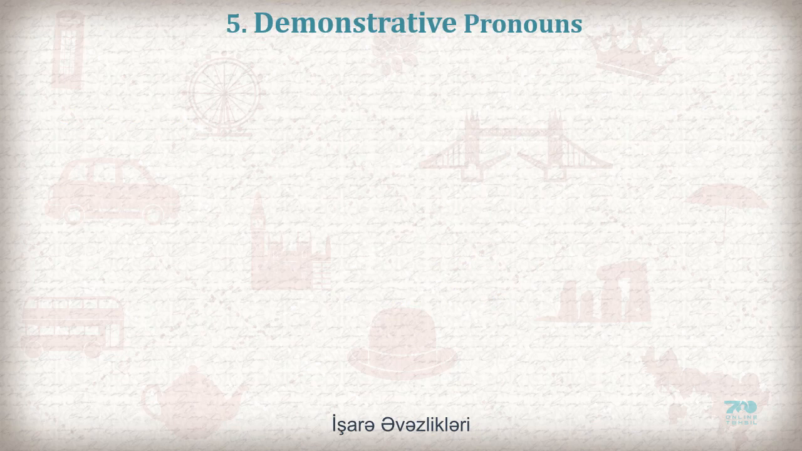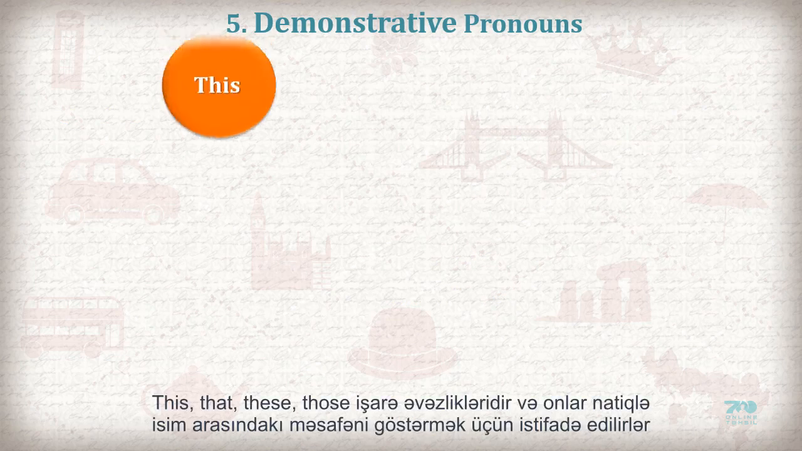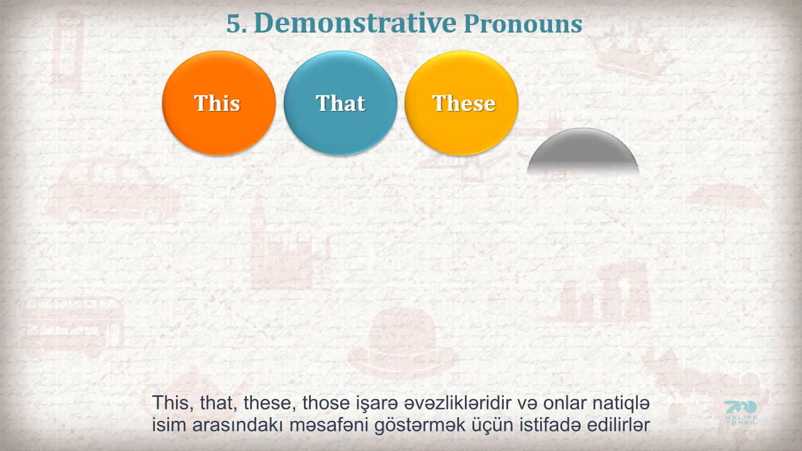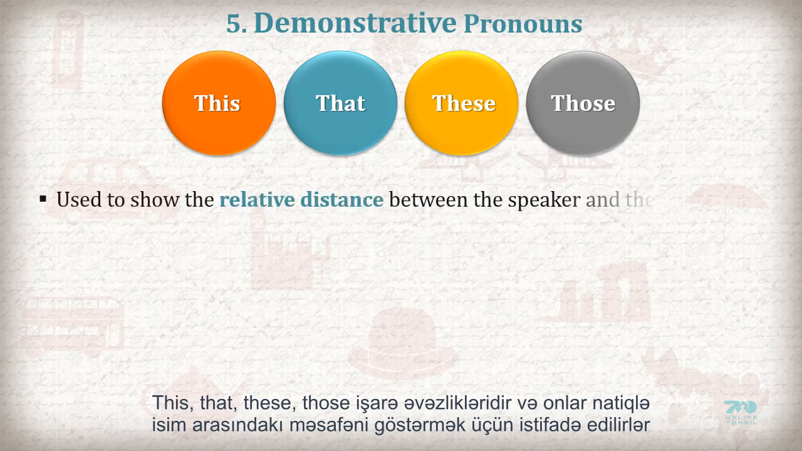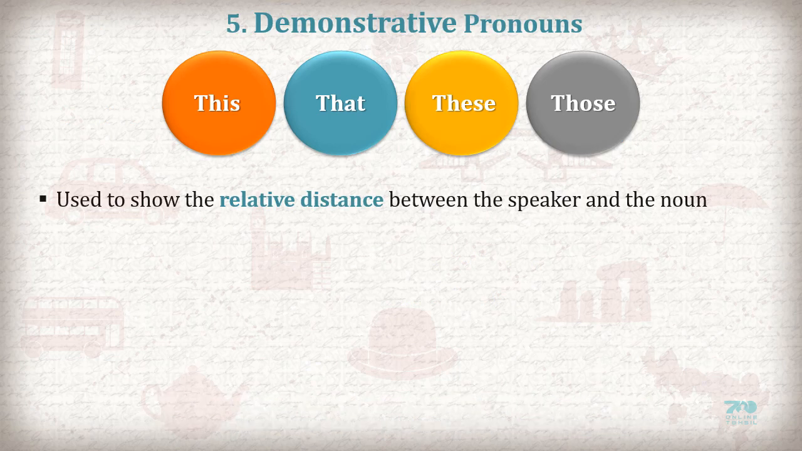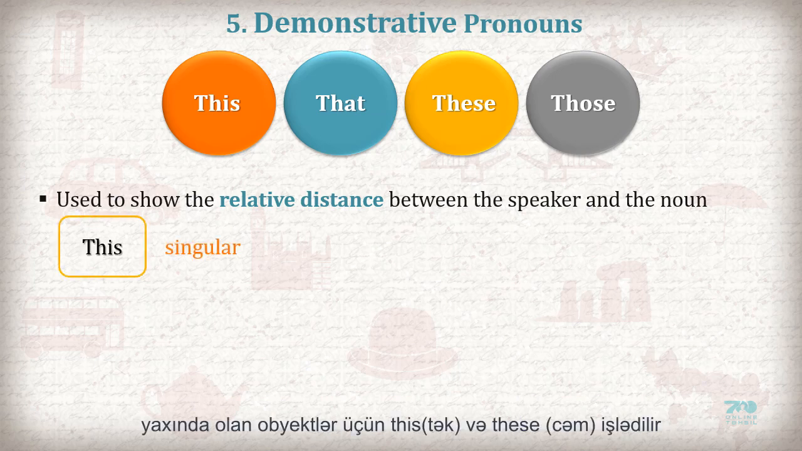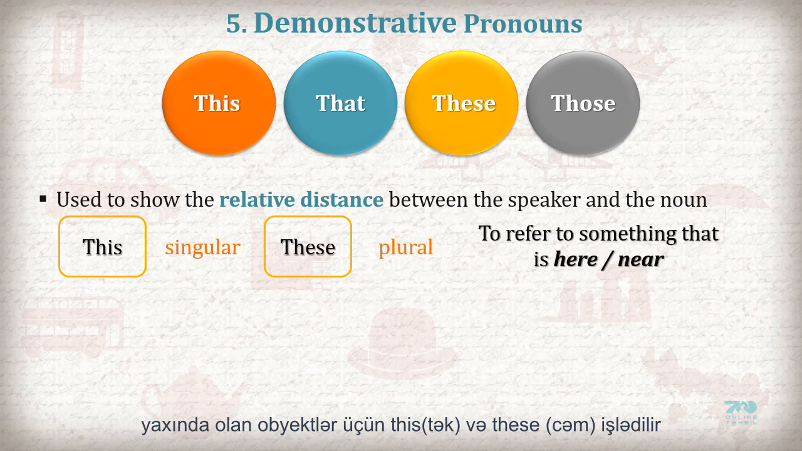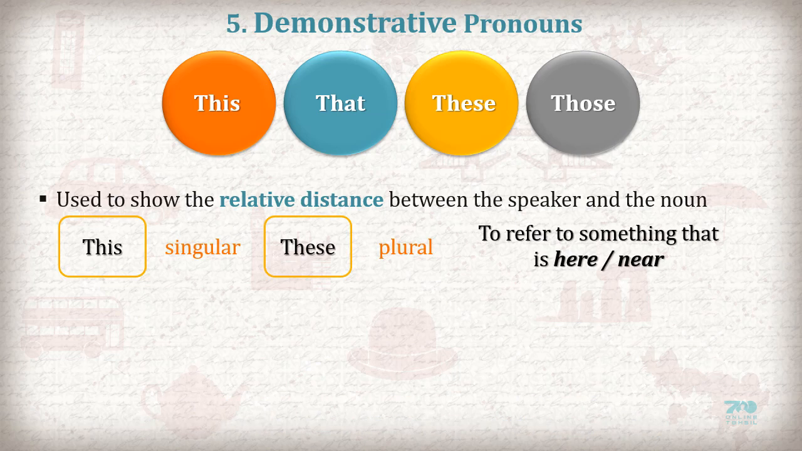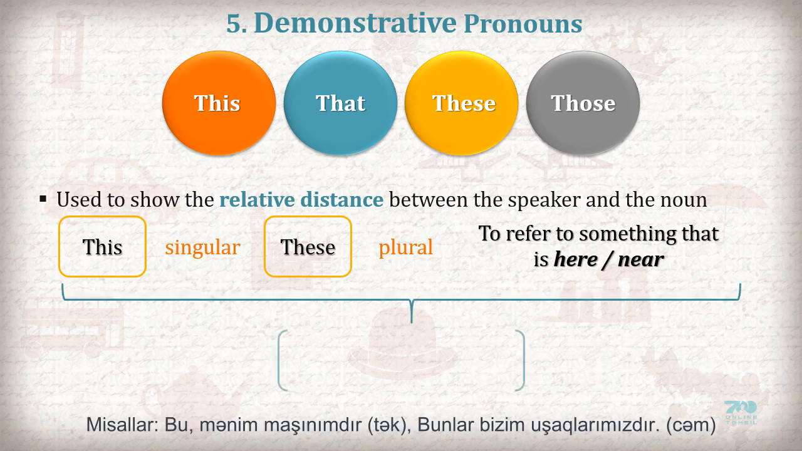5. Demonstrative pronouns. This, that, these, those are called demonstratives, and they are used to show the relative distance between the speaker and the noun. We use this, singular, and these, plural, to refer to something that is here, near. Examples: This is my car, singular. These are our children, plural.